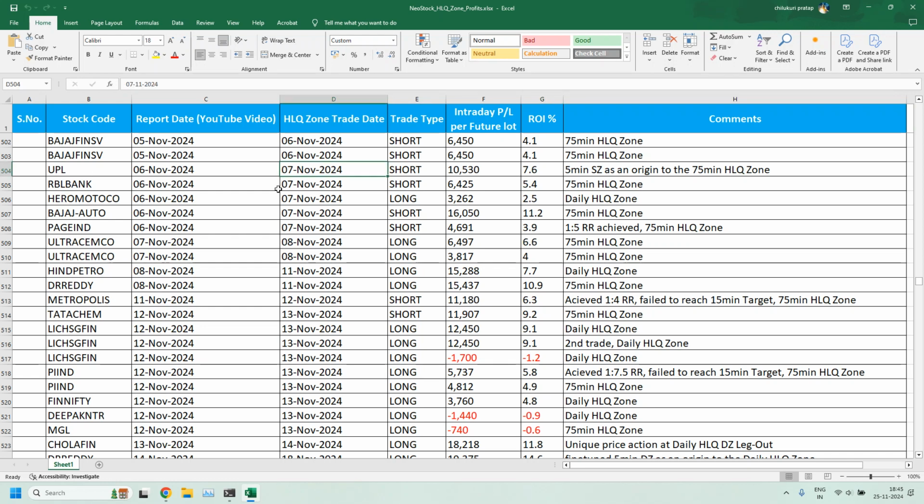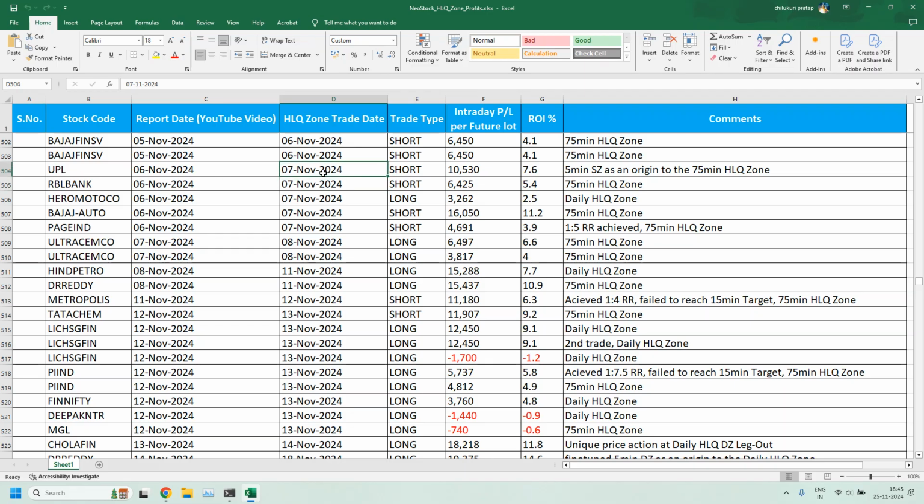Yeah, here. Sorry, I am always looking into the wrong column. This is the zone creation date, our report date. This is the actual live market date. Previously also I made this mistake, sorry. So this is on 7th November.